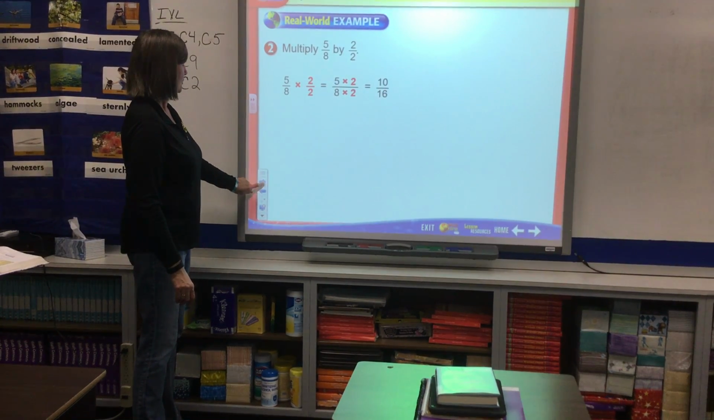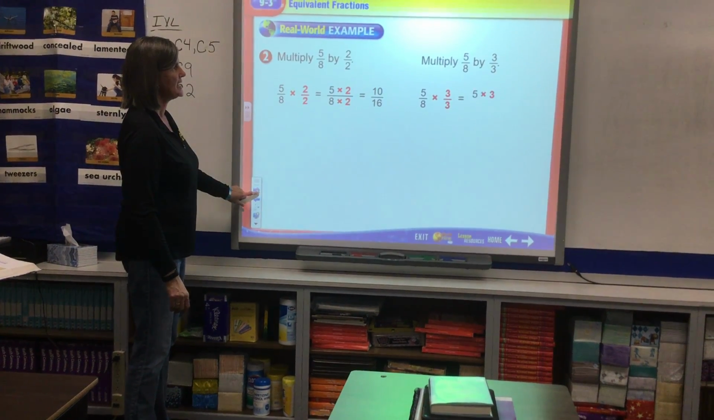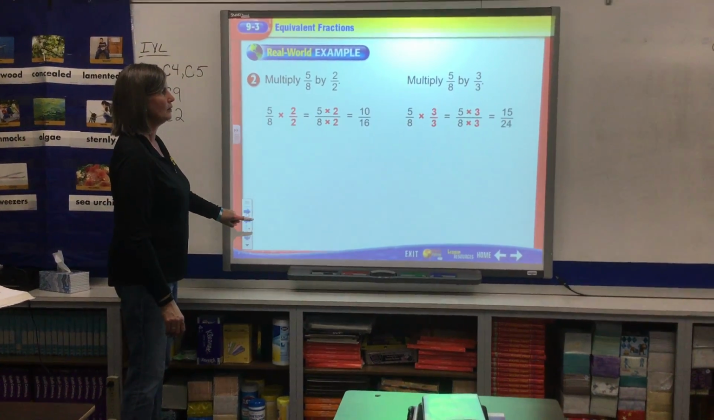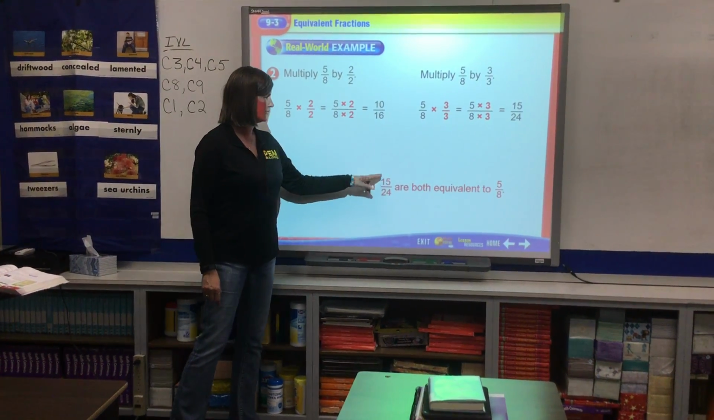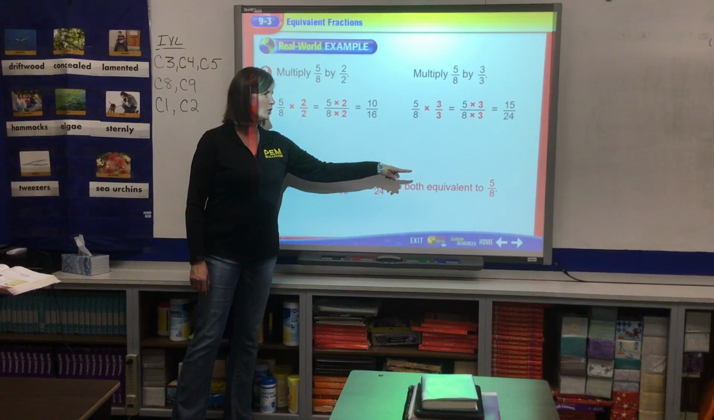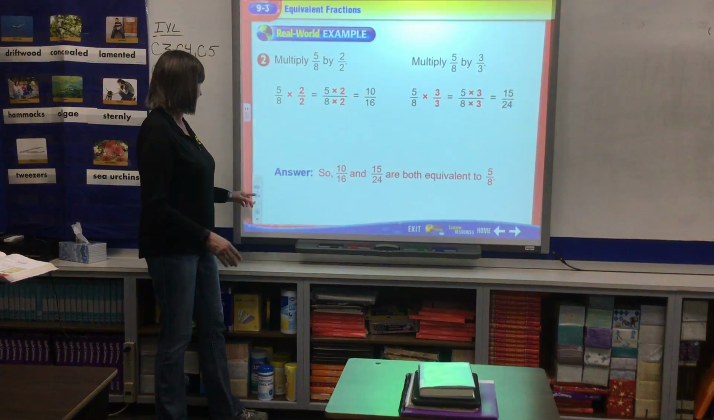They did. There's the first one, 10/16. And then now they're multiplying it by 3 over 3. And there they get 15/24. So just as we did, 10/16 and 15/24 are both equivalent to 5/8. That means, again, they represent the same value.